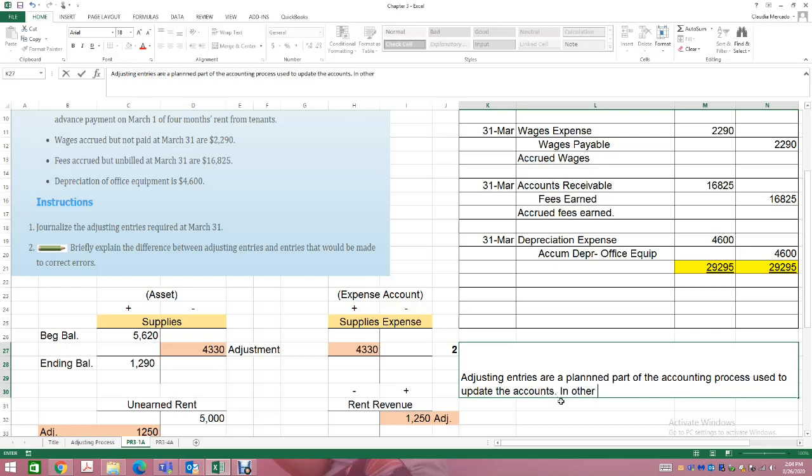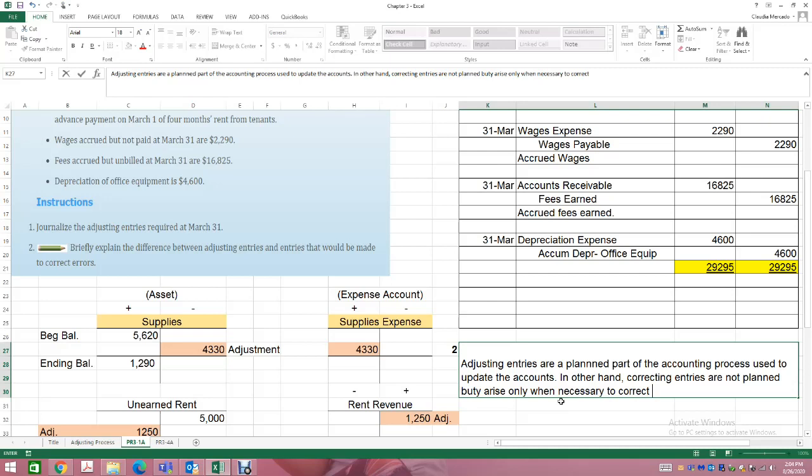On the other hand, correcting entries are not planned but arise only when necessary to correct any type of error. Adjusting entries are just a planned process. At the end of the month, we need to identify the accounts that need to be updated. We get them done and we move on.